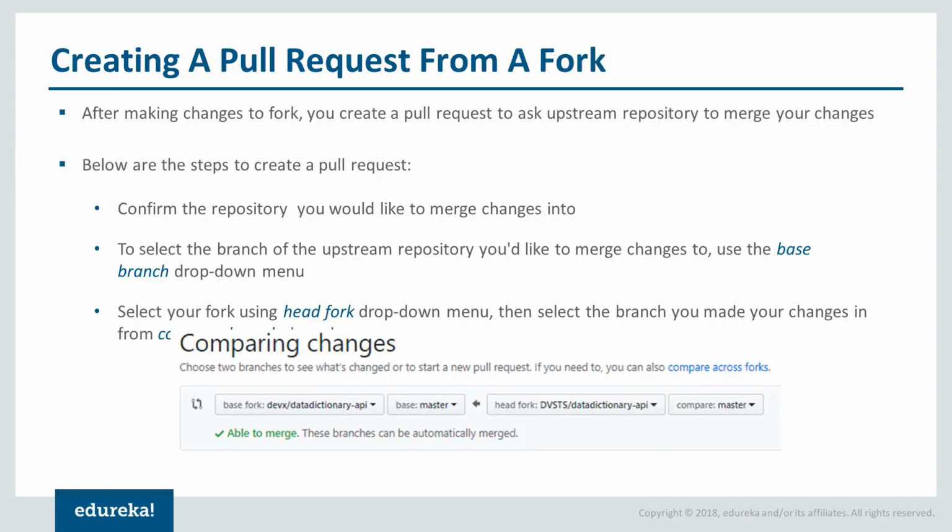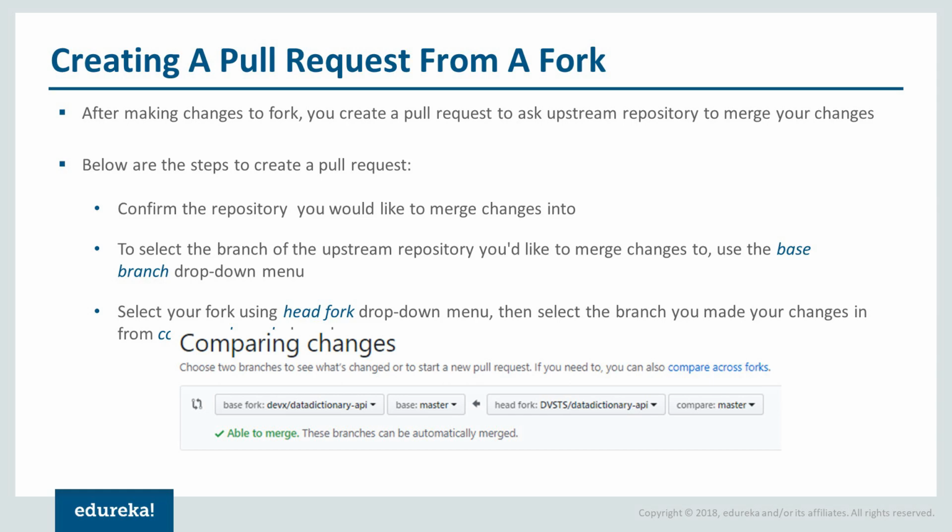Now, how do we create a pull request? After we have made changes to the fork, after we have forked the project, we create a pull request to ask the upstream repository to merge our changes. We are not committing them directly. The word to note here is "ask".